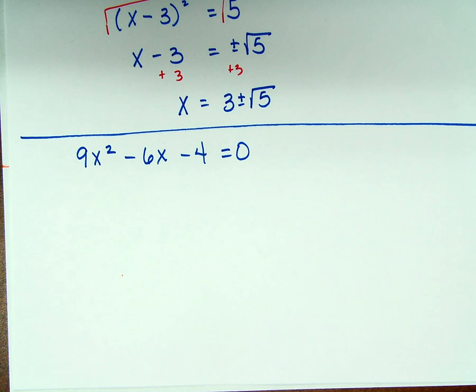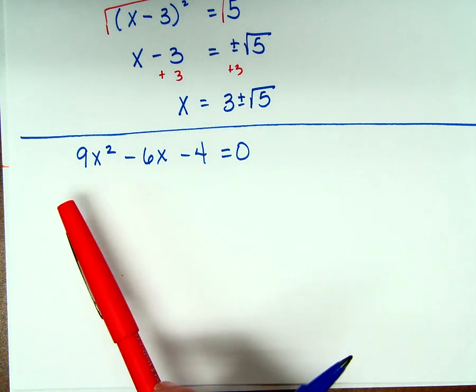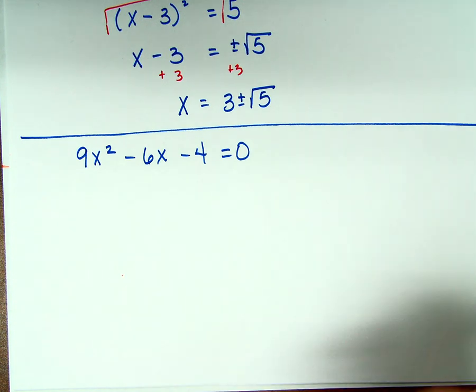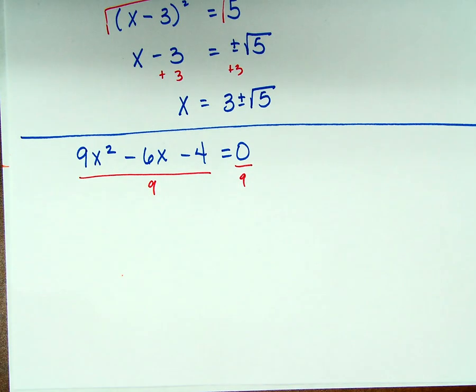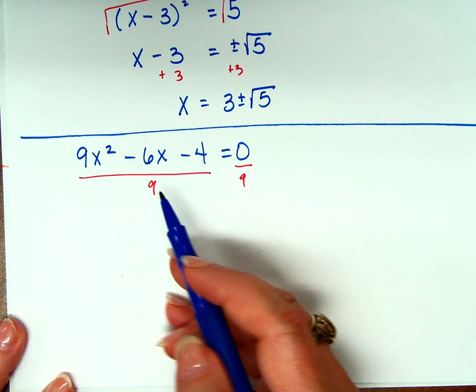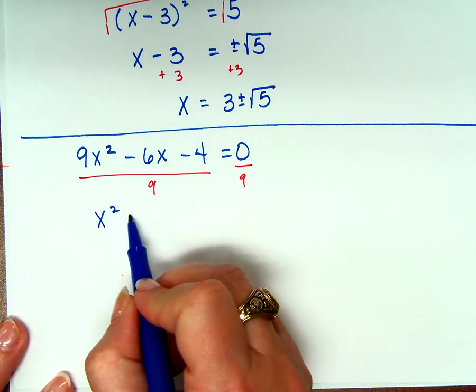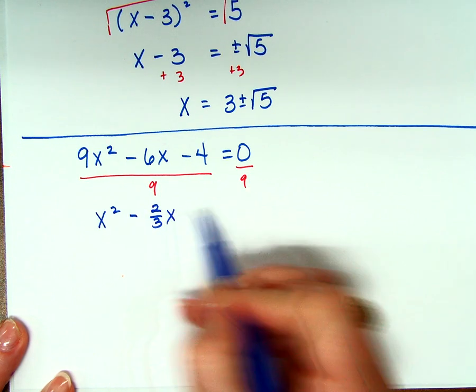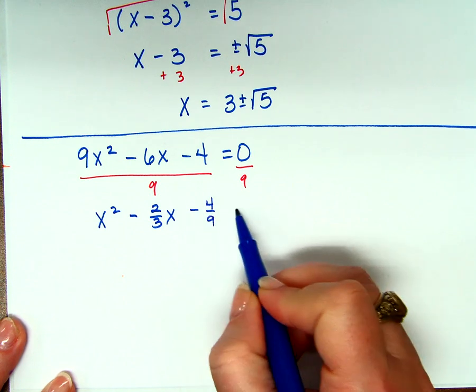How do I go about making it 1? Yeah, what's the 9 doing to the x squared to begin with? It's multiplying, so exactly what you said, I'm going to divide it, right? I'm going to divide every term by 9 on both sides so I don't change anything, right? Well, 9x squared divided by 9, that's just x squared, right? Negative 6x over 9 becomes, good. And then negative 4 over 9, negative 4/9, right?